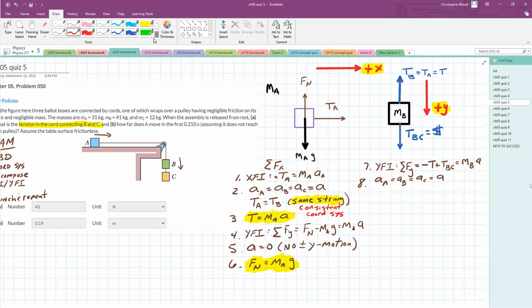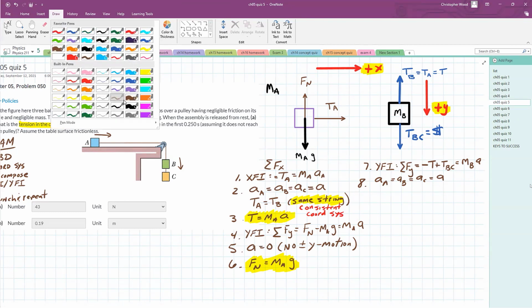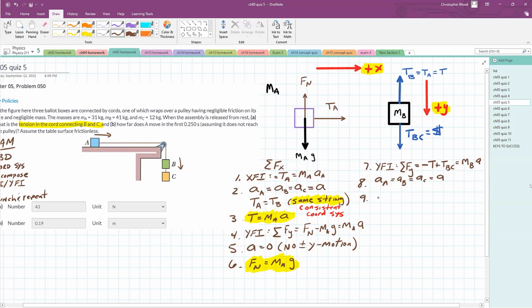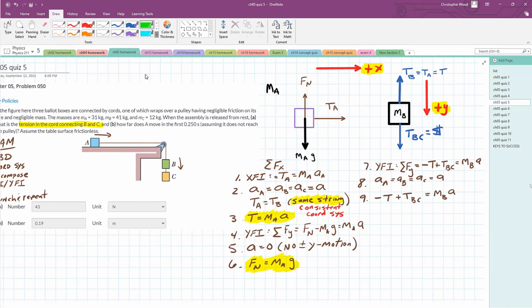So here's my Y force inventory for block B. Number 9, I have minus T plus T_BC, I am saying nothing new, equals M sub B A. All right, so anyway, this is it. This is yet another Newton's second law equation, which makes you feel good because it's just ammunition. There's my dollar sign, but I don't know anything else. So that's fine.